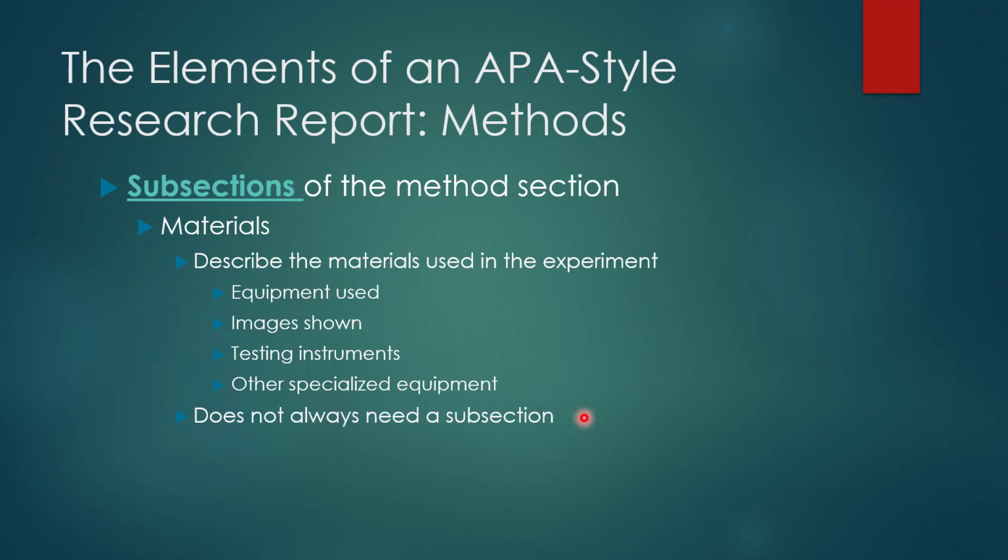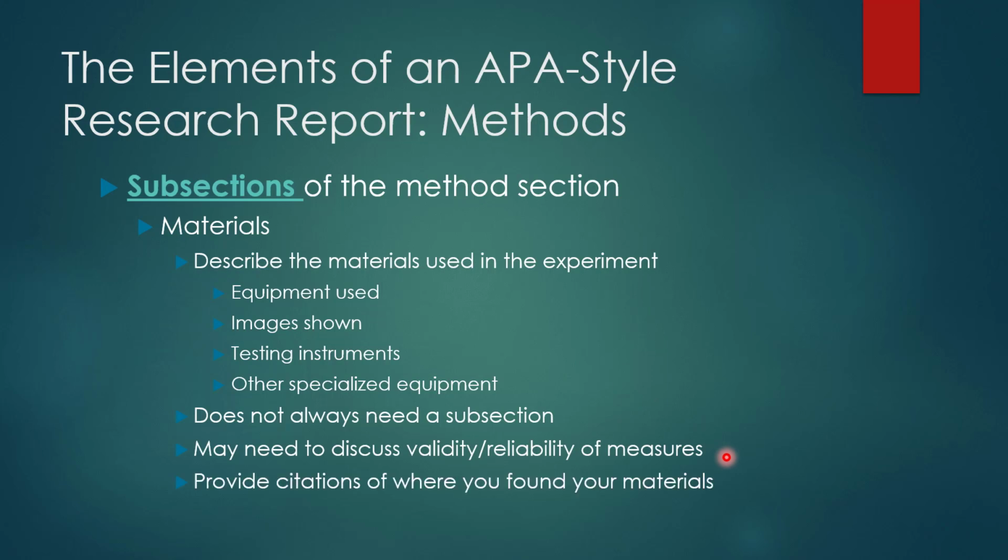This doesn't always need to be a subsection, but the reason I decided to make it a subsection for this class is because last semester students didn't always cite where they got their image or a song or whatever. They didn't cite that information, which is an important part of the methods section. You may need to discuss the validity or the reliability of your measures. And again, what's important is providing citations of where you found your materials. If you're using a song, is it a YouTube clip? Is it some other type of file? Where did you get that file from? So that, again, individuals can replicate your study by going and finding that information.